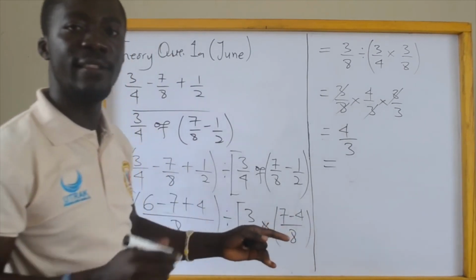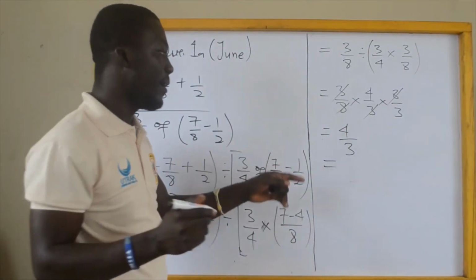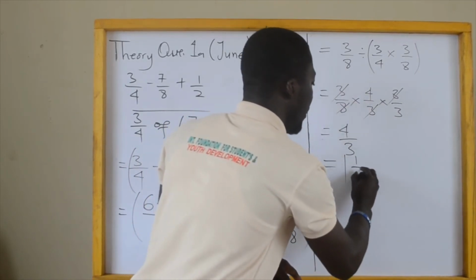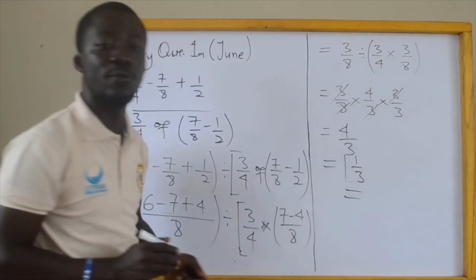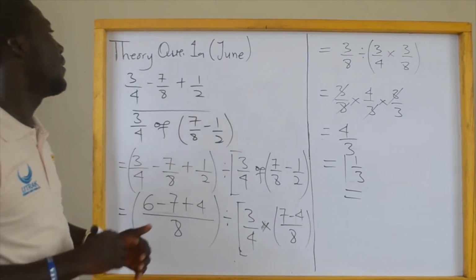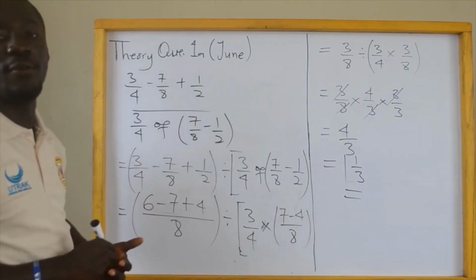And when you want to change this one to a mixed fraction, we will get 1 whole number 1 over 3. And this will be our solution to the question 1a, the theory question 1a.